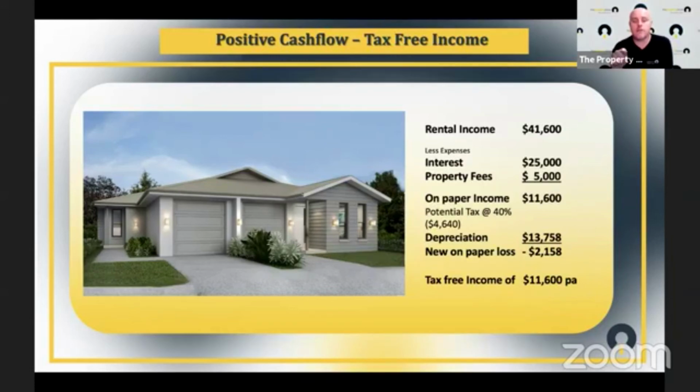That negative $2,000 can be written off against your taxable income, and you can actually get a little bit more tax back from that as well, but I'm not going to go into that. I just wanted to show you that your on paper income of $11,600, with the depreciation, offsets any tax liability on that rental income. So realistically, you've got tax-free income of $11,600.